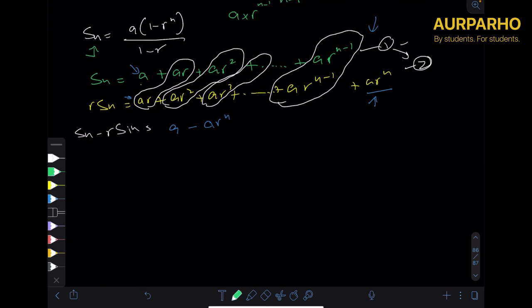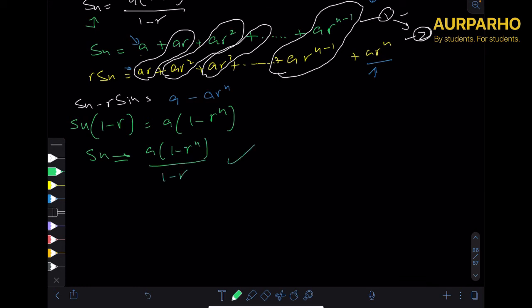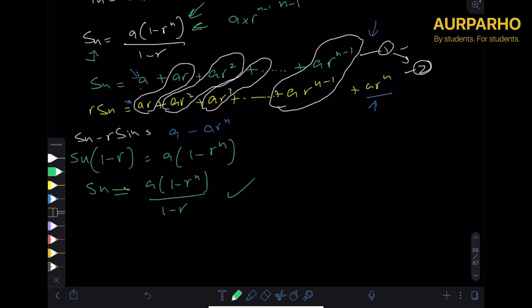The rest is just algebra. I can take Sn common, so it becomes Sn times (1 minus r). This is equal to, let's take a common here, a times (1 minus r^n), and just push this into the denominator, and we get our formula. So this was a short proof to convince you that this is actually true.